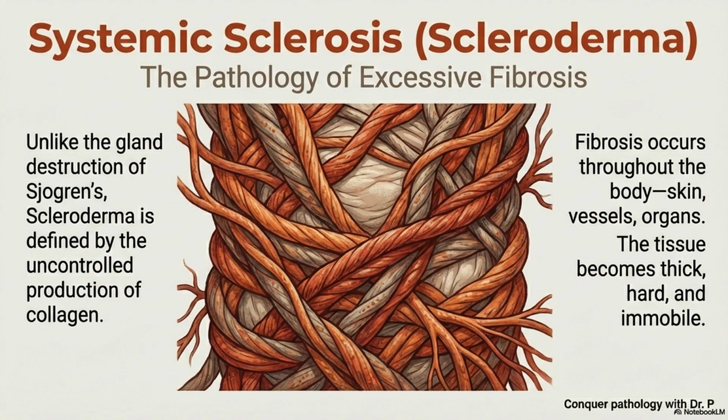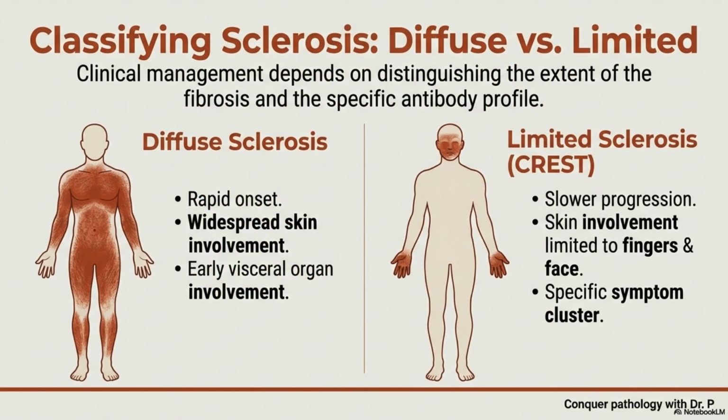Now let's switch to cousin number 2, systemic sclerosis. Sclero means hard, derma means skin. This is a fibrosis factory. It runs on a deadly triad, autoimmunity, vascular damage, and massive fibrosis or collagen deposition. We classify this agent into two types based on how much skin is involved.